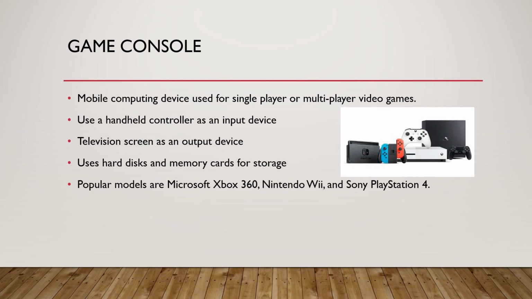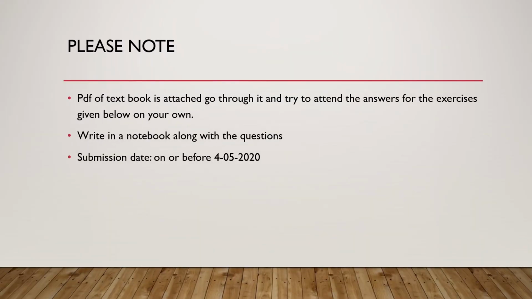Okay, now the games will be stored in the hard disk and memory cards. As I said earlier, the hard disk and memory cards are permanent storage devices. And the popular models are Microsoft Xbox 360, Nintendo Wii and Sony PlayStation 4. So the games will be stored in the memory cards and the hard disk, and these are the models that you can purchase for the game console.